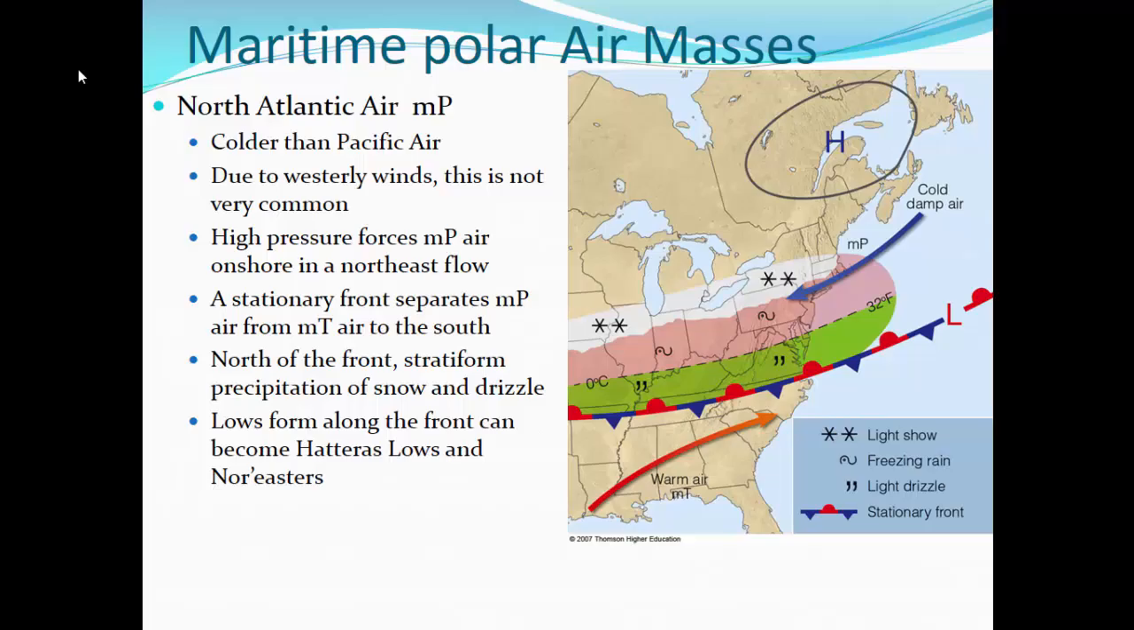So high pressure forces maritime polar air onshore in a northeast flow. The stationary front separates that maritime polar air from the maritime tropical air, and north of the front you tend to get stratiform or stratus clouds, showery precipitation, snow and drizzle. So what's happening is that warm, moist air from the southeast is riding up and over the cold, damp air.